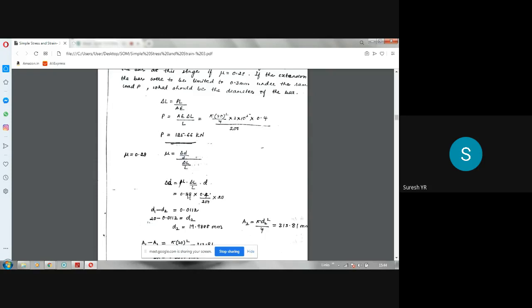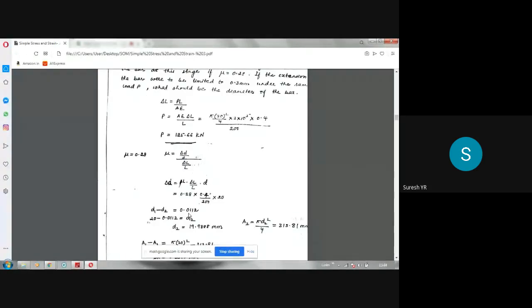Substitute now. Mu is 0.28, delta L is 0.4, L is 200 mm, D is 20 mm. If you simplify this, you will get the change in diameter as 0.0112 mm. So this will be in mm.